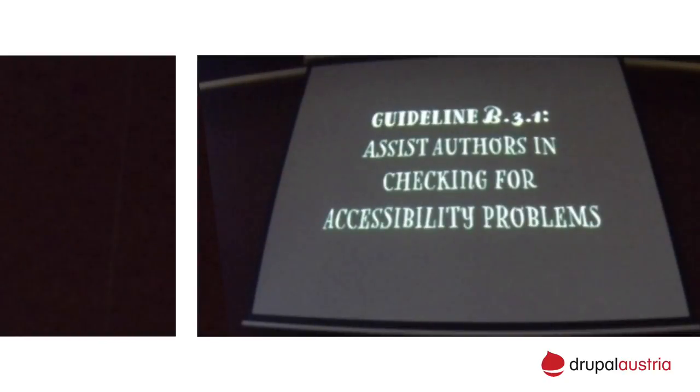Assist authors in checking for accessibility problems. Now, of course, you as developers can do only so much. We know that authors who create the web content always break stuff because they just want to find workarounds for some things. So what you can do is have basic accessibility checking in your back end that helps the author to decide what to do, how to do WCAG compliant editing, and make sure that a status report is available so that you can make checkups regularly.